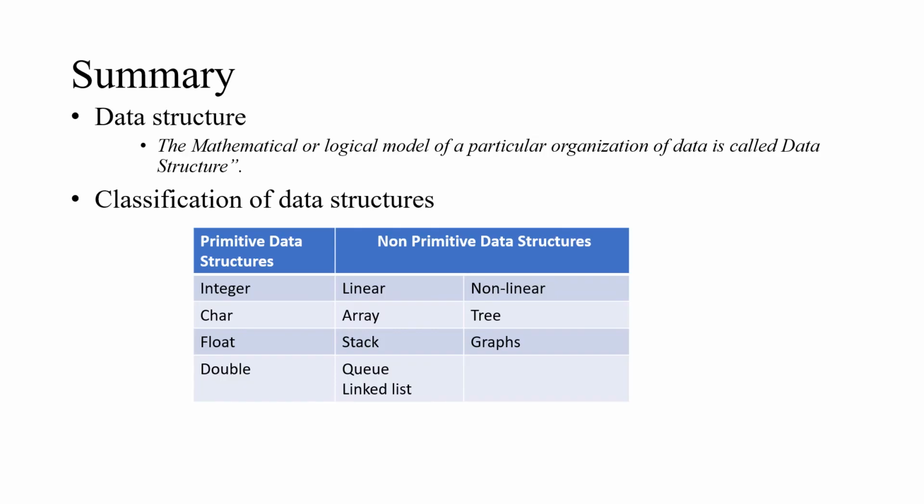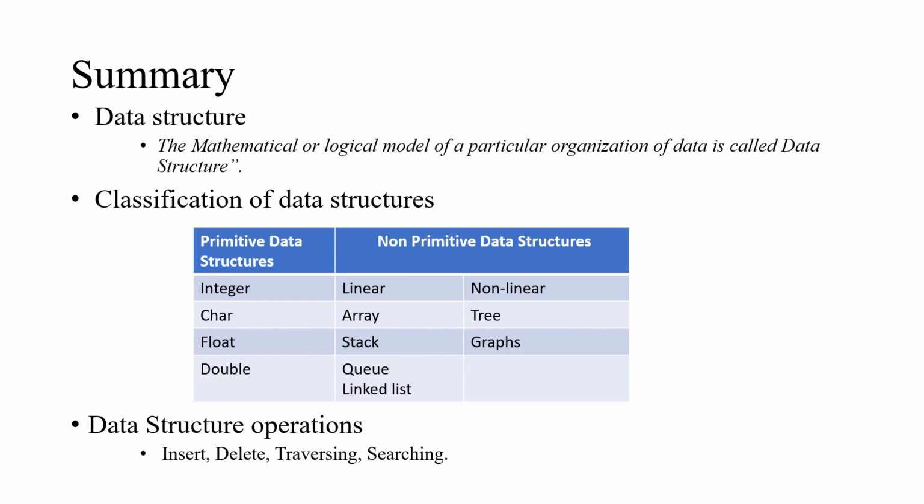Examples of linear data structures are array, stack, queue and linked list, and non-linear data structures are tree and graph. We also saw that a linear data structure is a sequential organization of similar types of data elements, while a non-linear data structure is a hierarchical organization of data values. Then we looked at data structure operations: insert, delete, traverse and searching. This is the summary of today's session.